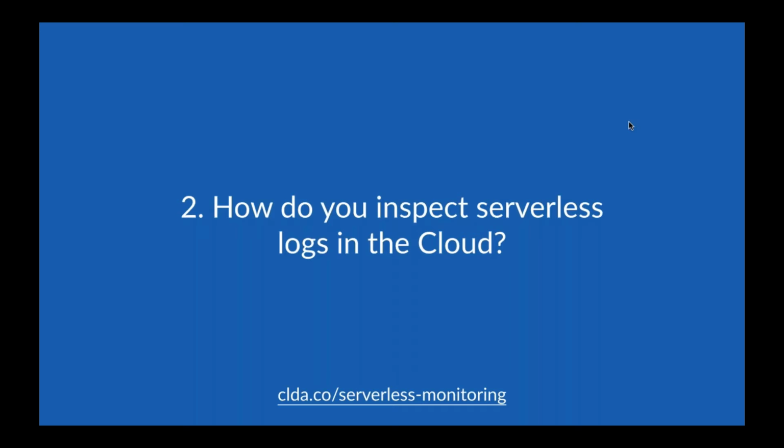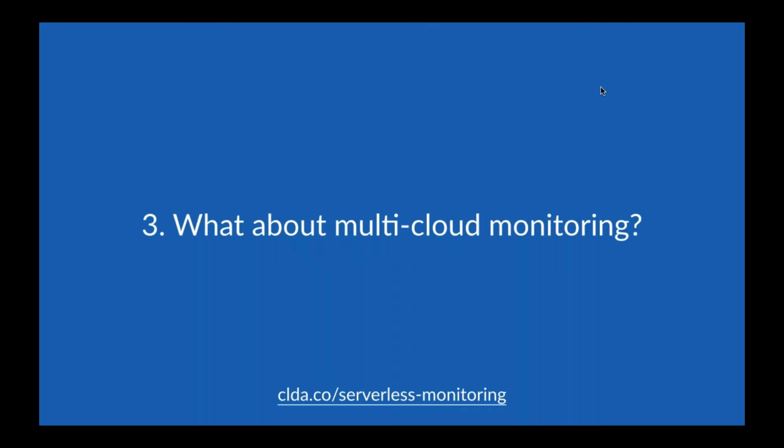Okay, that's pretty cool. So let's go on. A new question. So what about multi-cloud monitoring? Imagine I have functions on Google Cloud Functions, I have Azure functions, I have Lambda functions everywhere, or any other function as a service provider, let's say. So how do you monitor your multi-cloud serverless application?